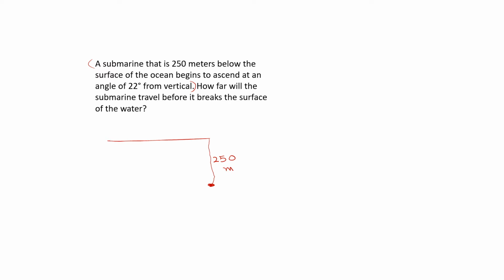The submarine starts traveling from here, and how far will the submarine travel before it breaks the surface of water? Before it reaches the surface of water, how far will the distance traveled by that submarine be? You have to find out this x. And through the vertical, it makes an angle of 22 degrees. This information is also given in the question.